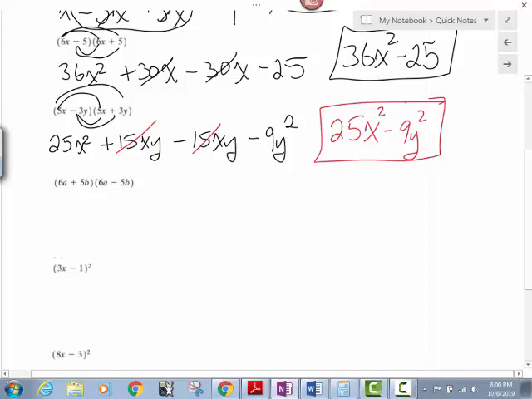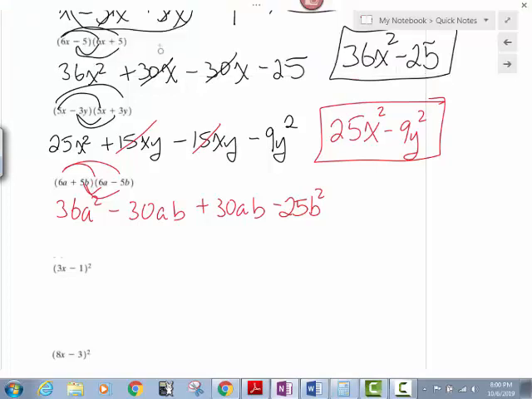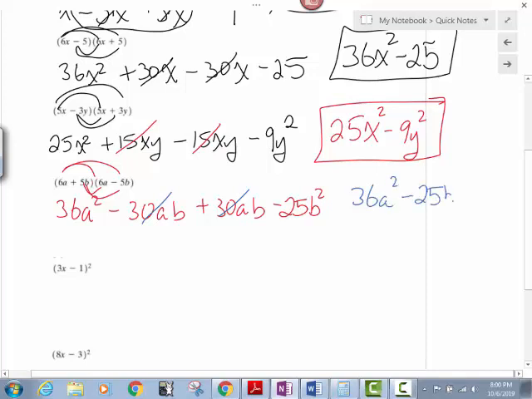Alrighty. Let's try this next one here. So 6a times 6a is a 36 with an a squared. 6 times a negative 5b would be a negative 30ab. Okay. 5b times 6a would be a positive 30ab. 5b times negative 5b would be a negative 25b squared. Okay. Again, the 30ab's will cancel. So we'll end up with 36a squared minus 25b squared, right? There we go.